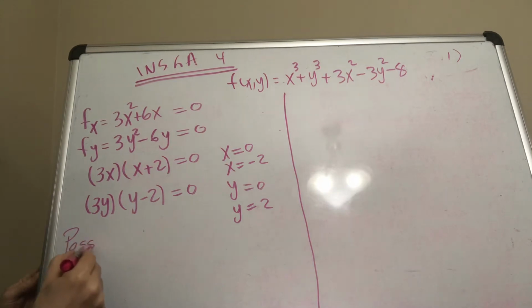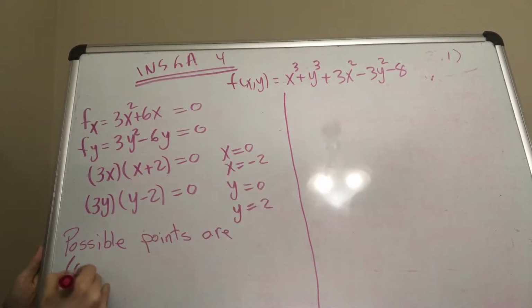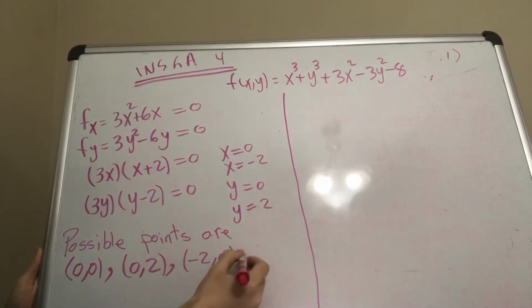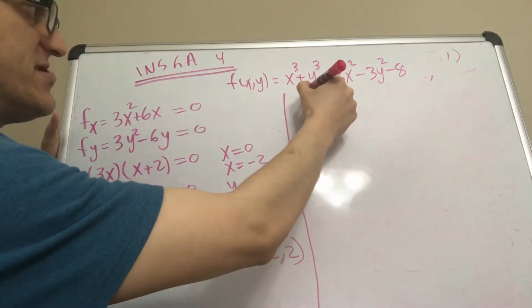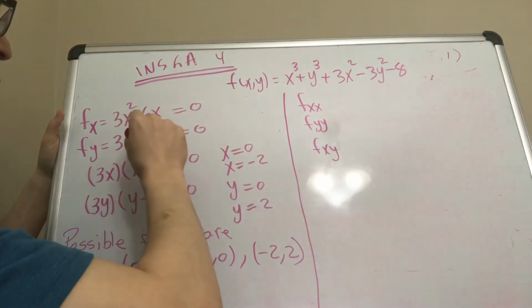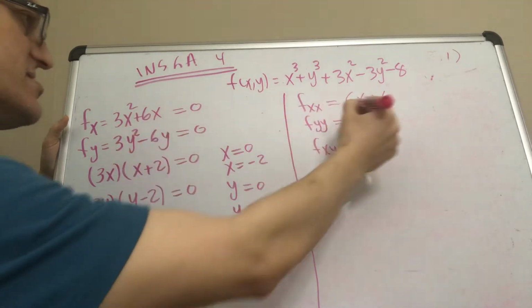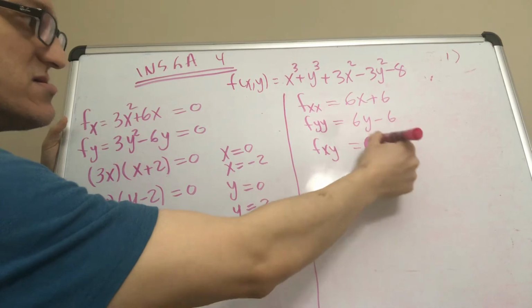So possible points are (0, 0), (0, minus 2), (minus 2, 0), and (minus 2, minus 2). So after you do this, we need to verify, are these points maxima, minima, saddle points? To do this, we need to find 3 things: fxx, fyy, fxy. The derivative of this with respect to x again would be 6x + 6. The derivative of this with respect to y, 6y + 6. The one we did with x, we do with y, and everything is a constant, that's a 0.